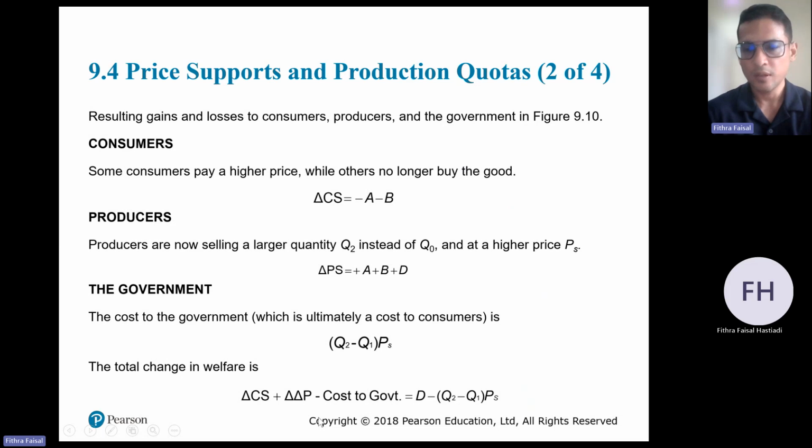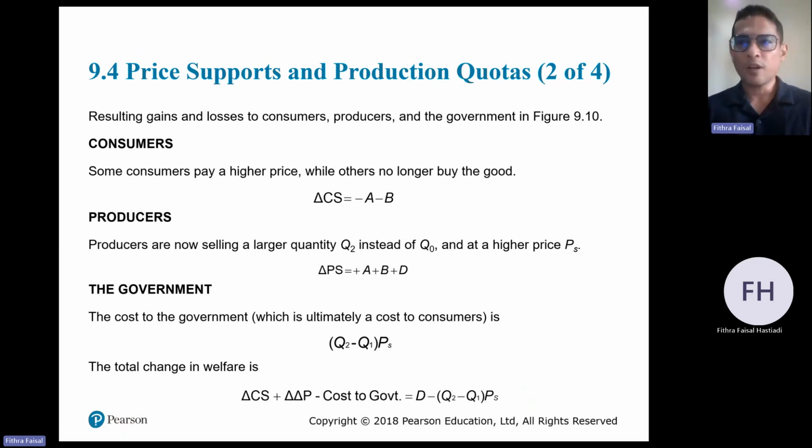This is actually the D over here. We have the ABD minus A minus B. So that leaves us only D, D minus the cost of intervention.